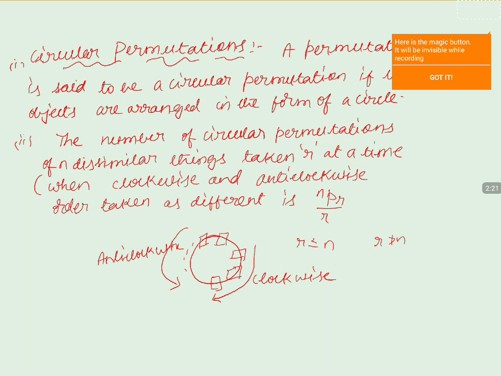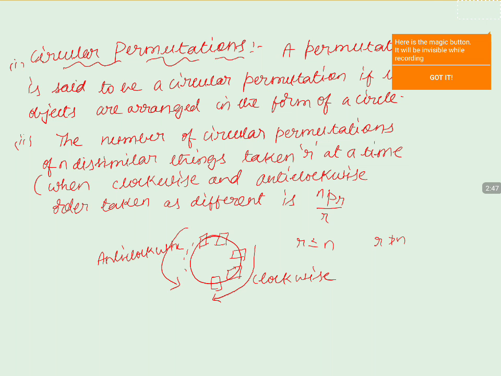When this happens, the number of circular permutations can be defined as nPr by r. What does r stand for? The r is the number of things we are going to take at a time, not all at a time. In the sense that here we have n, we are not taking all n at a time. We are going to take only r at a time out of n. So we'll write it as nPr by r.